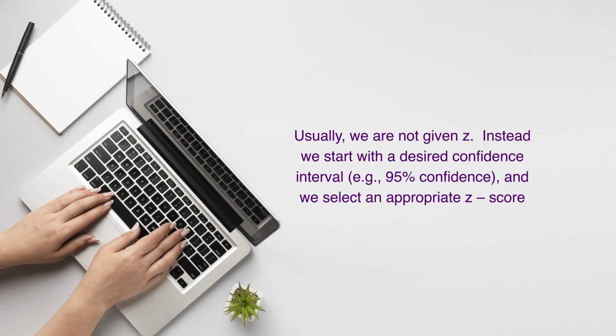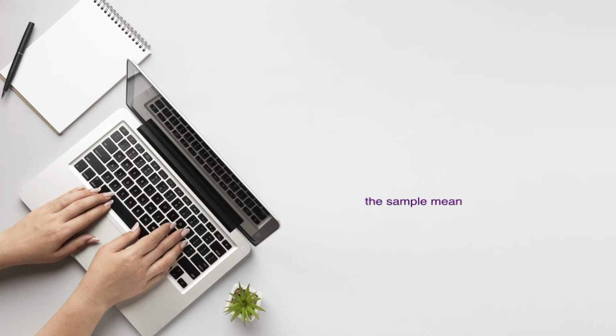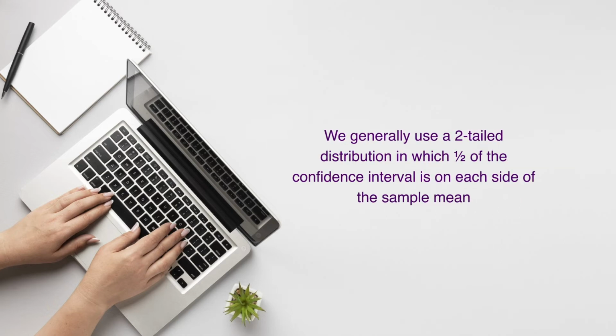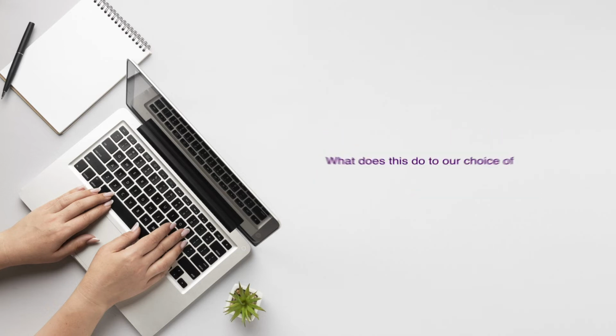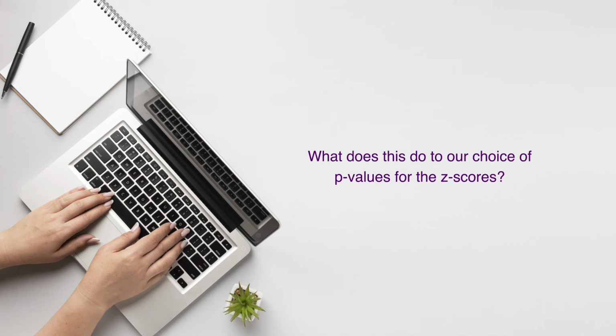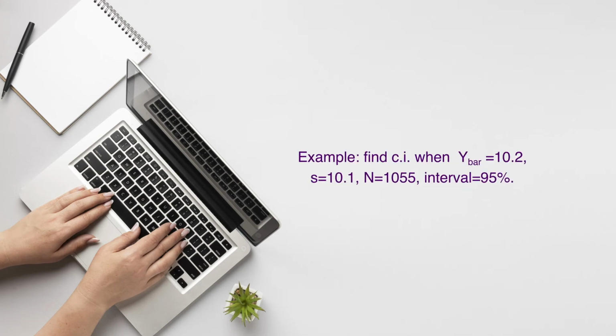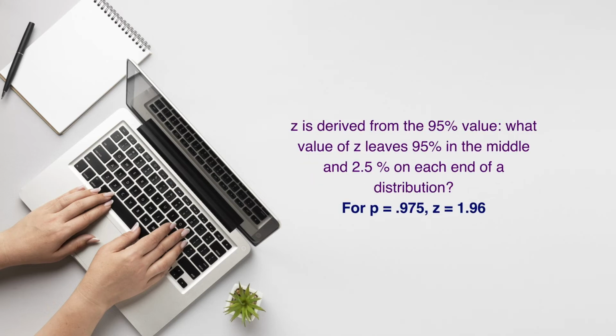Usually we are not given z. Instead we start with a desired confidence level, that is 95% confidence, and we select an appropriate z score. We generally use a two-tailed distribution in which half of the confidence interval is on each side of the sample mean. What does this do to our choice of p values for the z score? For the example of finding the confidence interval when y bar is equal to 10.2, s is equal to 10.1, n is equal to 1055, and the interval is 95%, z is derived from the 95% value.